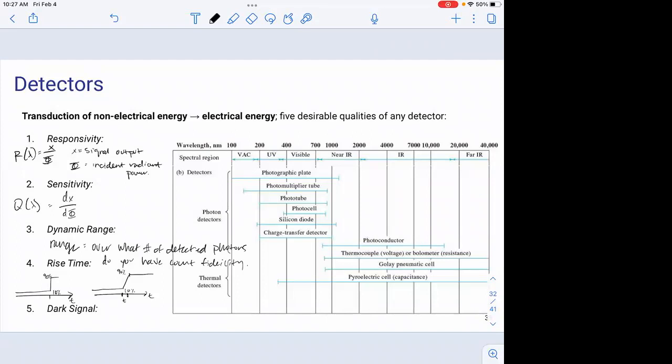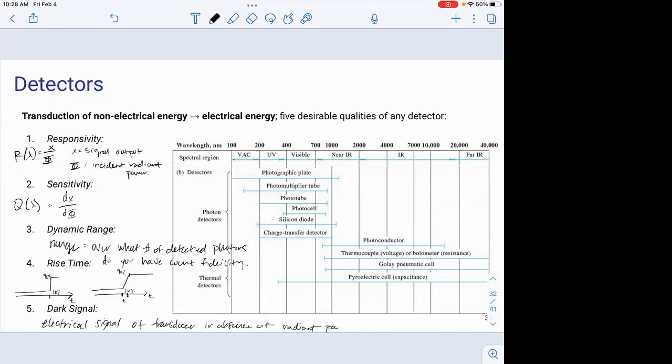Okay. The next that I want to talk about is dark signal. So basically, if I were going to define it, I would call it the electrical signal of the transducer, the detector, in the absence of radiant power.